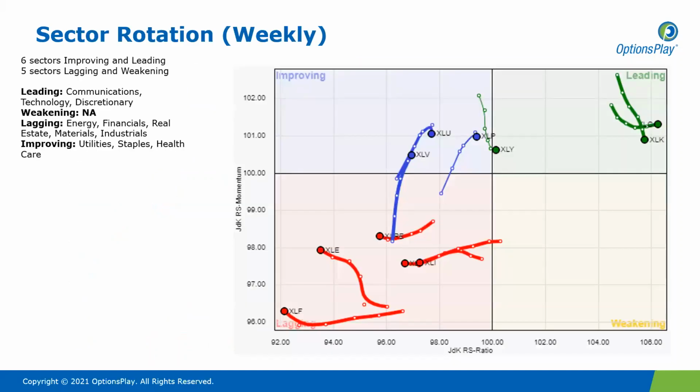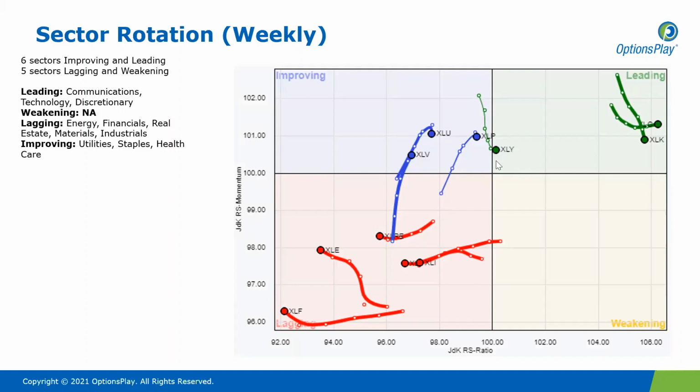So taking a look at the sector rotation charts, we have 6 sectors in the improving and leading category, and we have 5 in the lagging and weakening category. So in the leading category, we have communications and technology, joined by discretionary, as of yesterday, rotating into the leading category. However, it's rotating there on very low momentum. That indicates that that's not sustainable. I would not view discretionary as a strong leading sector due to that.